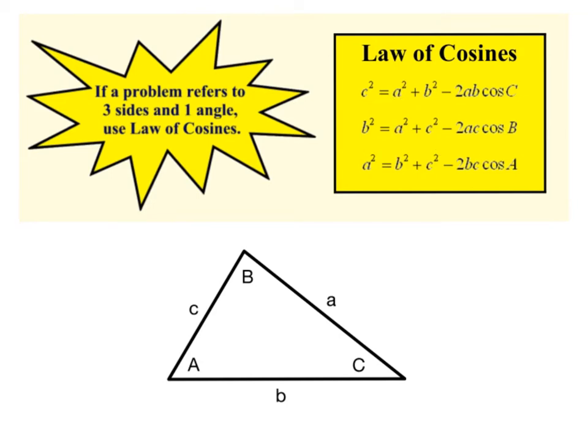If we're talking about B, we're going to talk about A and C. If we're talking about A, we're going to talk about the other two, B and C. And C is on the end, B is on the end, and A is on the end. So really it's the same pattern, it just depends on the side that we are solving for.